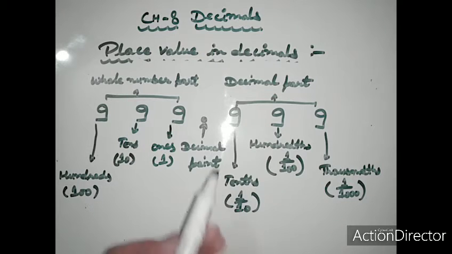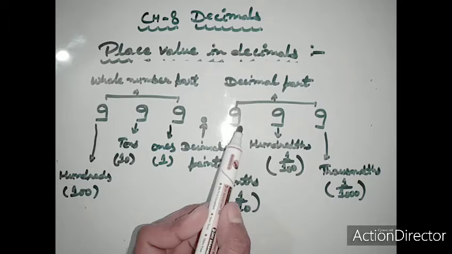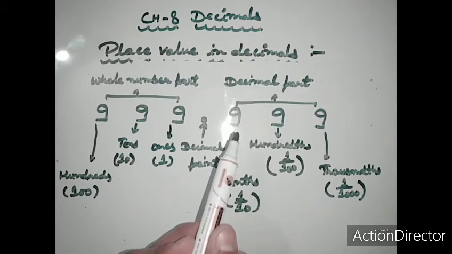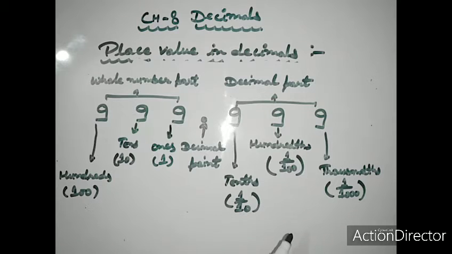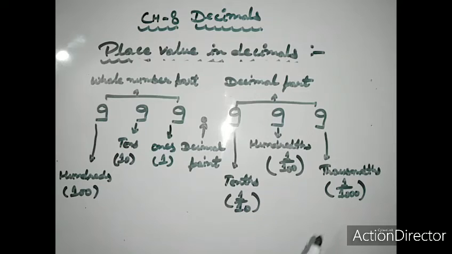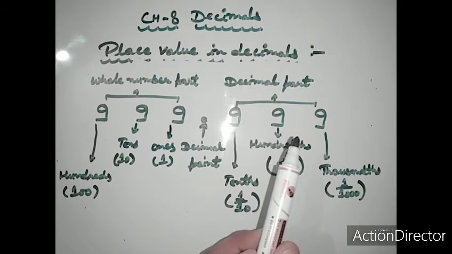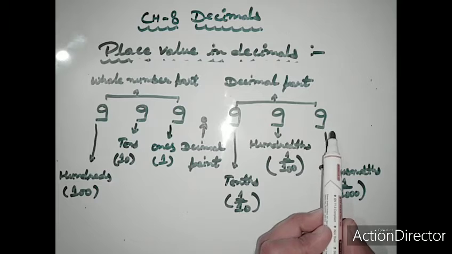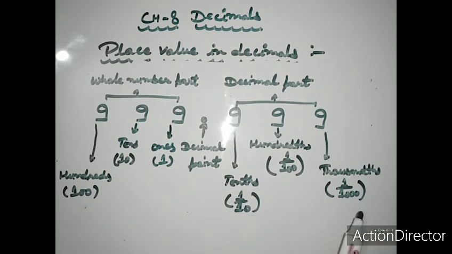Okay, what is the place value of this 9? 9 upon 10, that is 9/10, and we write this 9 in decimal form as 0.9. And what is the place value of this next 9? 9 upon 100, right? And in decimal form we write 0.09. What is the place value of this last 9 here? 9 upon 1000. So we write the place value in decimal as 0.009. Okay, now we solve some questions related to decimals.